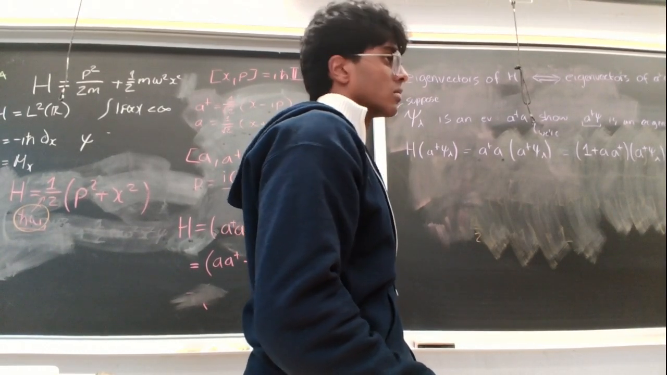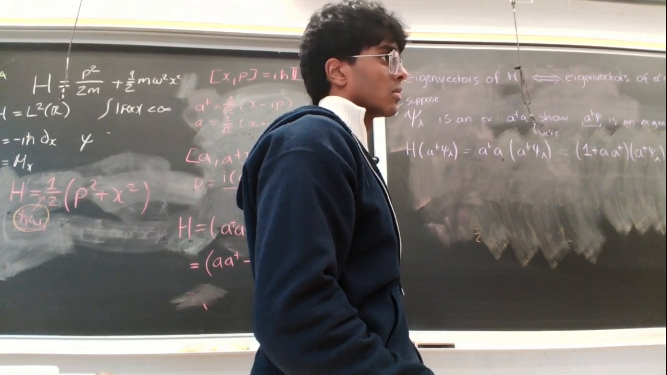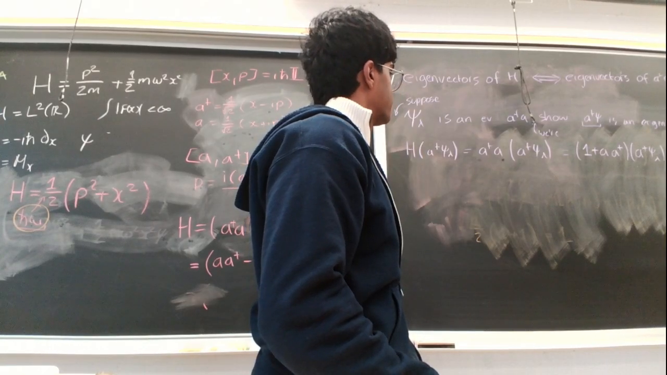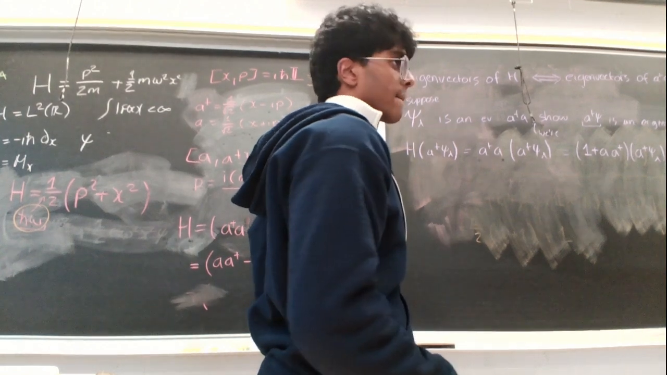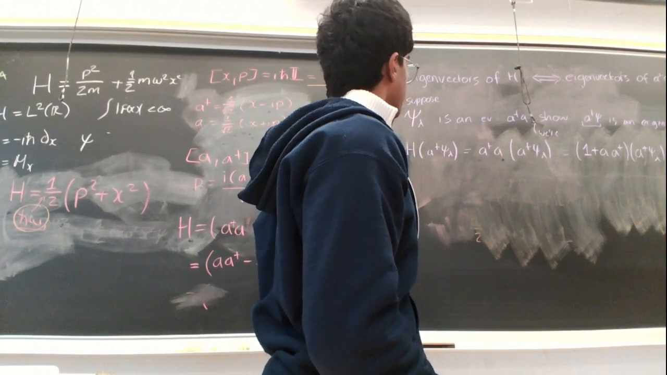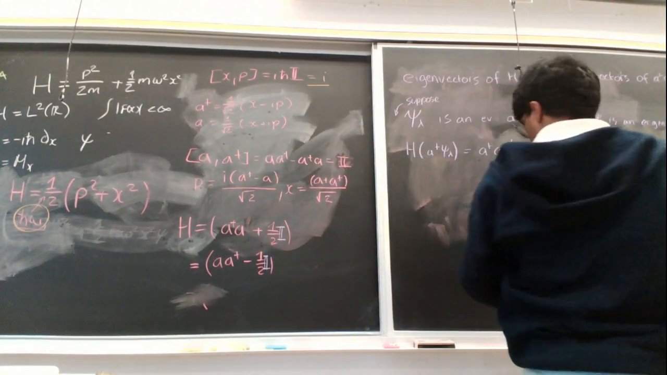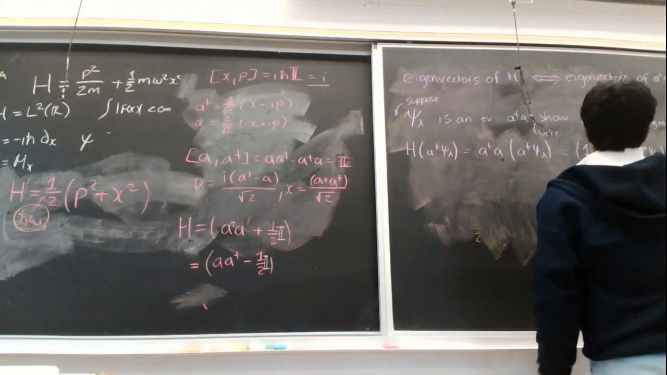Do you agree? This way you commuted it, you didn't get h anyway. I still want to have h. I still want to have a dagger a somewhere. Here you have a dagger. So you want to swap the a and the, these two. So that in the end you still get an a dagger a.